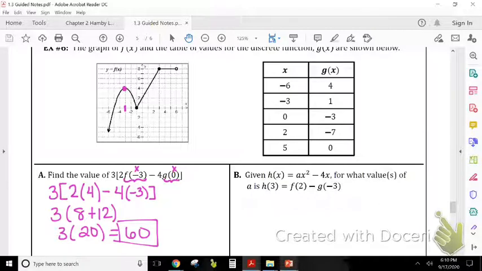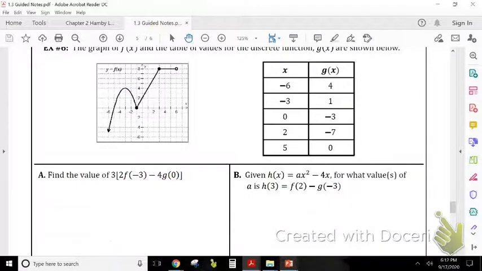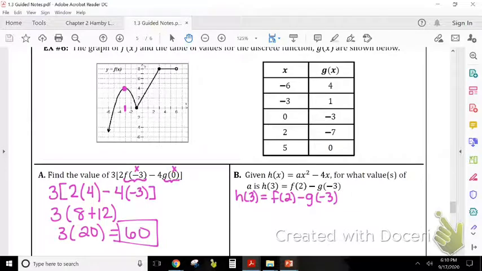So let's try B. It says, given that h of x is equal to ax squared minus 4x, for what values of a is h of 3 equal to f of 2 minus g of negative 3? Well, let's see. It says h of 3 is equal to f of 2 minus g of negative 3. Sorry about that.